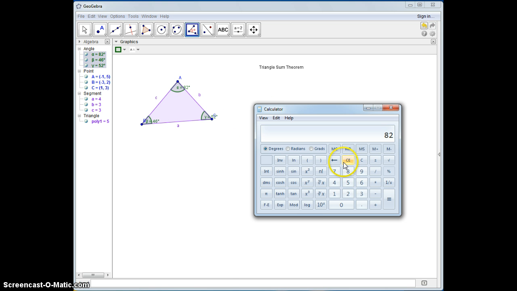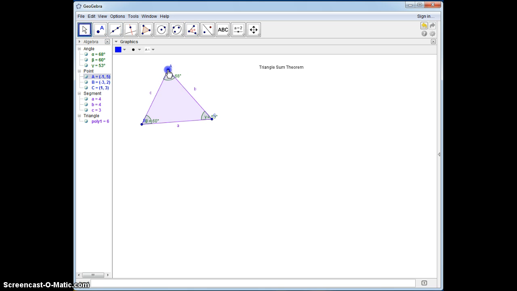So if I have 82 plus 46 plus 52, that adds up to 180 degrees. I can move any of these vertices and this still will be true. So let's work on proving this today. For right now, I'm going to just remove these temporarily while I do the proof.